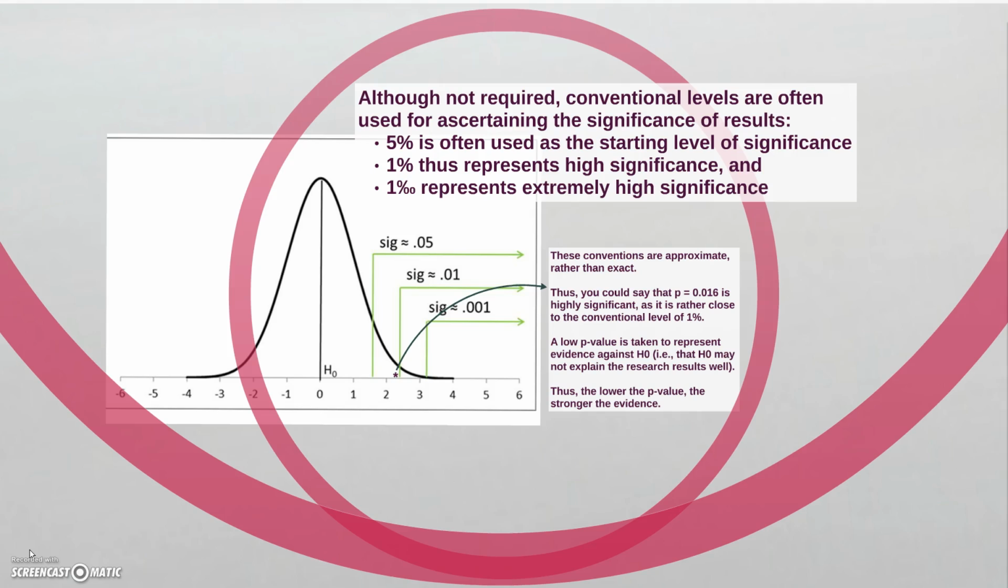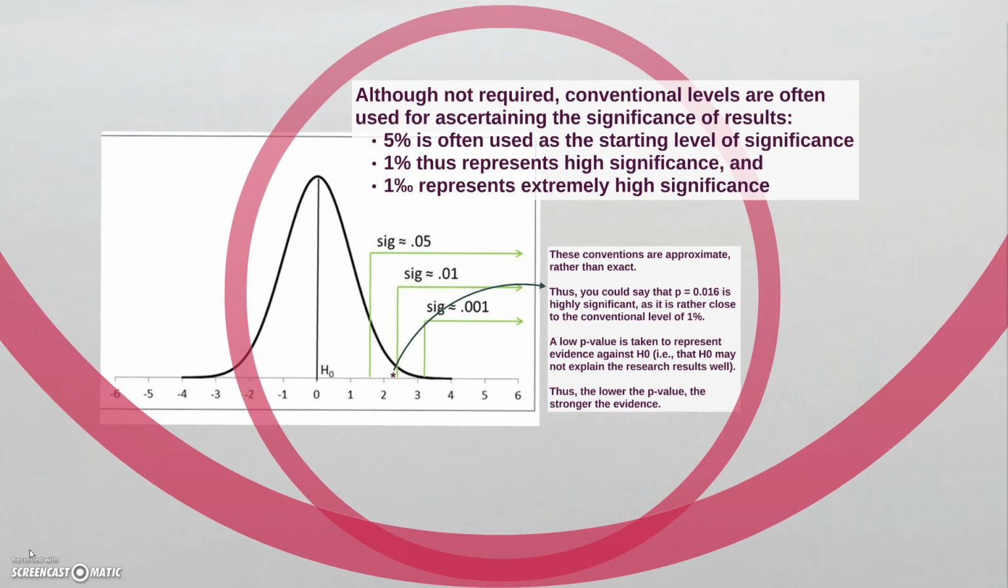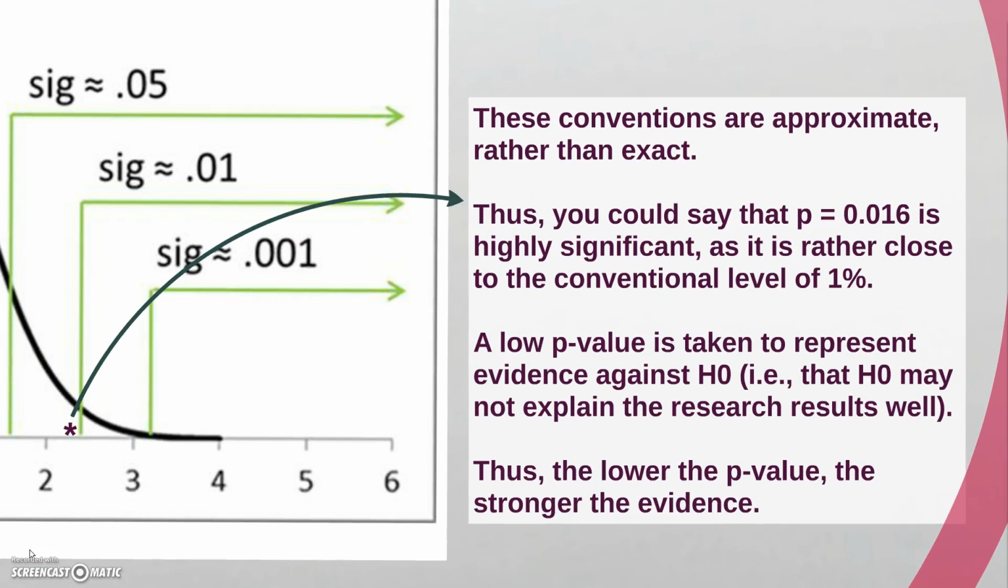Typically, we use conventional levels of significance such as 5% to represent the starting level of significance, or 1% to represent high significance, and 1 per mil to represent extremely high significance. Right? Now, what is important here is that these conventions are approximate rather than exact. So, for example, in our case, with a p-value of 1.6%, this is quite close enough to the conventional level of 1%, so we could interpret it as being highly significant. Okay?